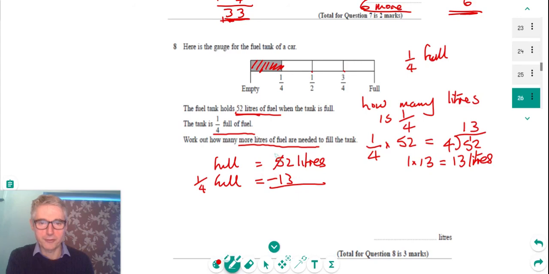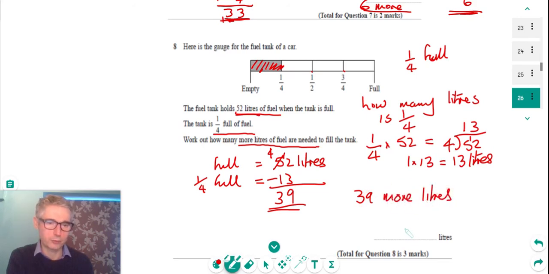So I'm going to borrow from the 5, that makes that 4, and put that in that column. So that becomes a 10 in that column, so that's 12. And so we're going 3 from the 12 is 9, and 1 from the 4 there will give us 3. So we need 39 more litres. So I'll just write that down here in the space provided.